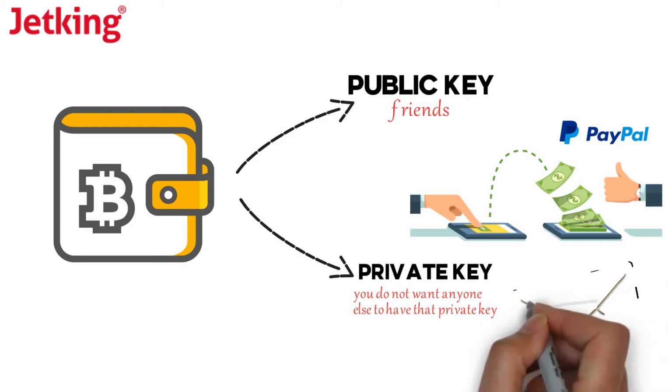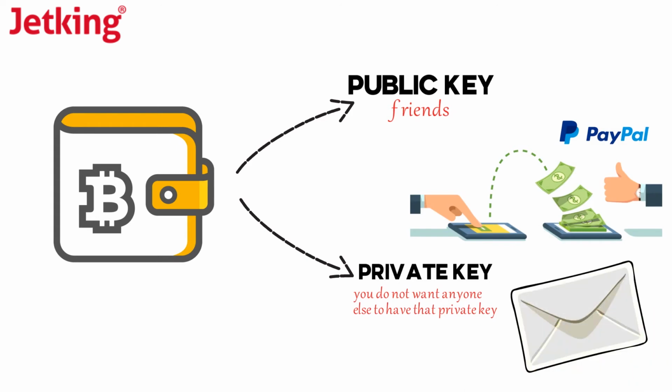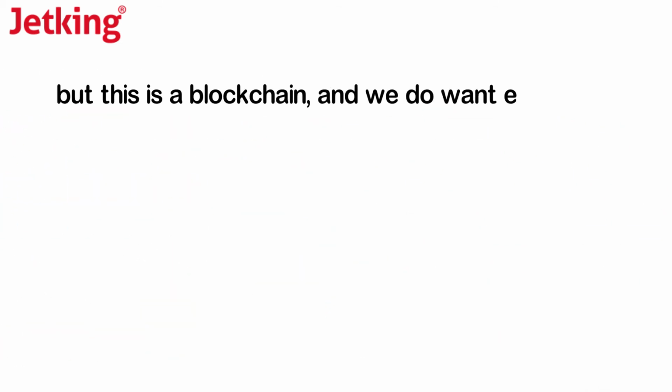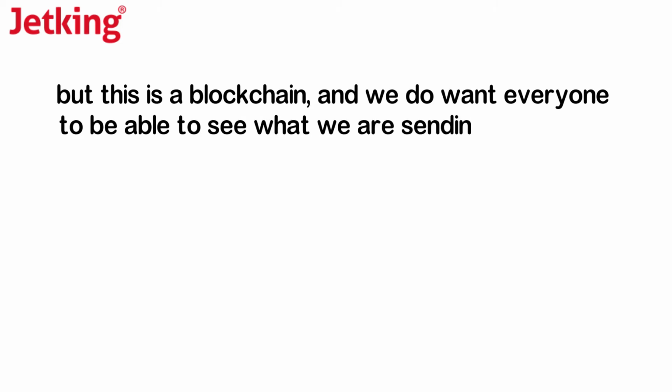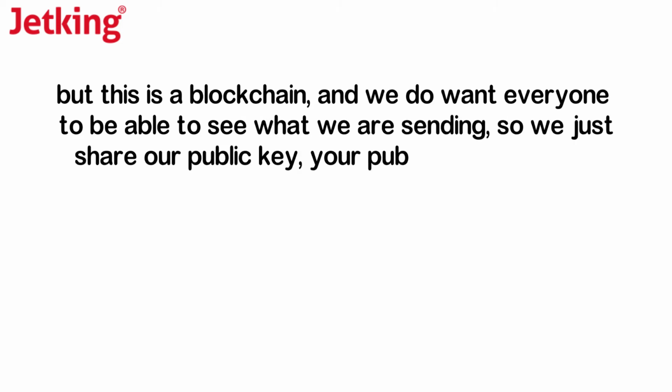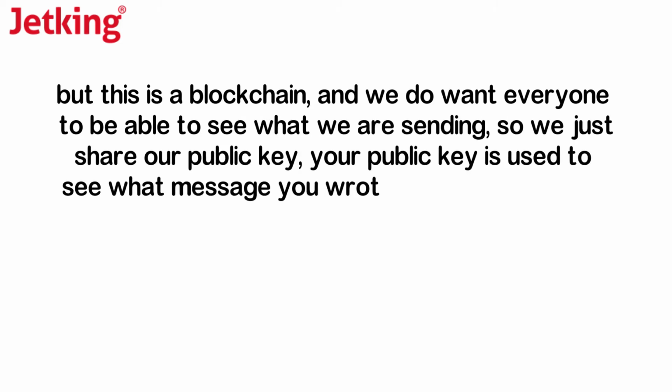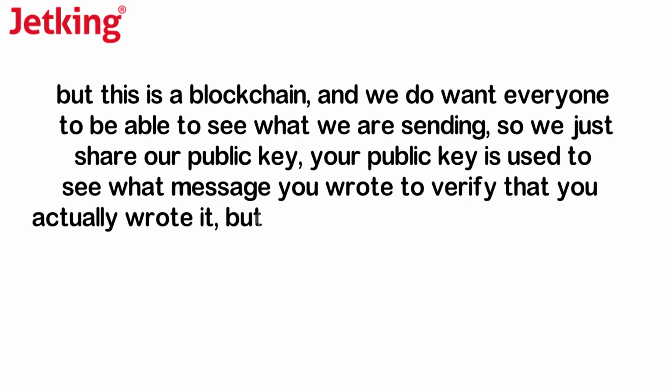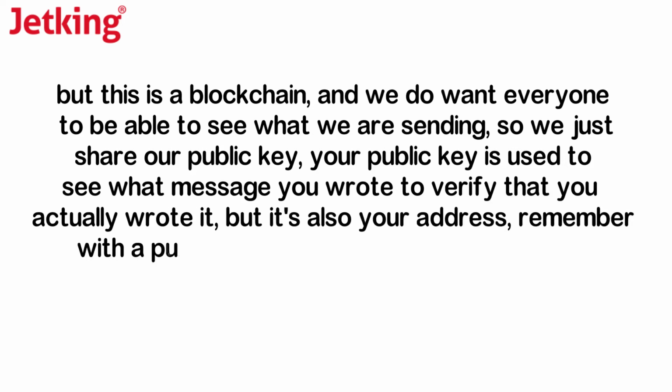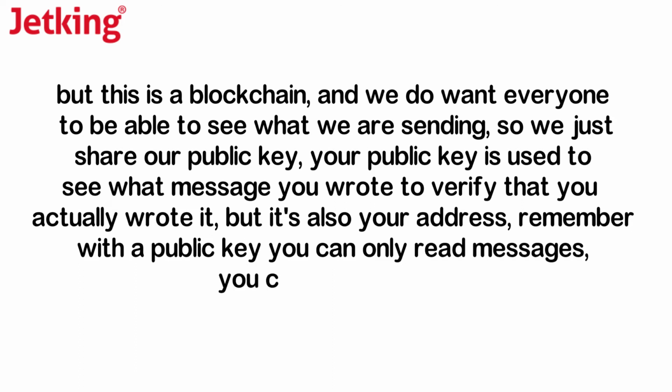Now, in the first analogy, the public key was still a key. We didn't want everyone reading our secret love messages, but this is a blockchain, and we do want everyone to be able to see what we are sending. So we just share our public key. Your public key is used to see what message you wrote to verify that you actually wrote it, but it's also your address.